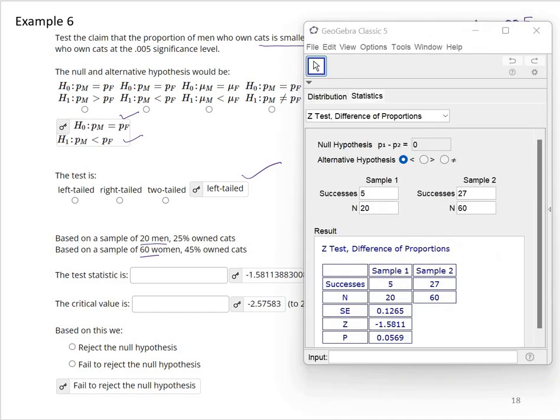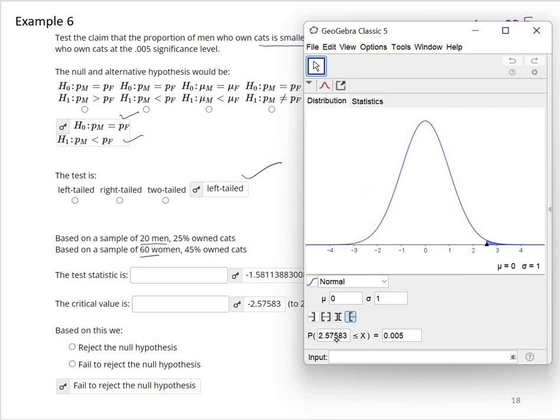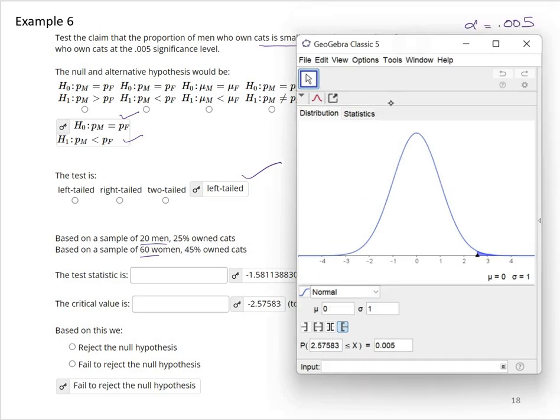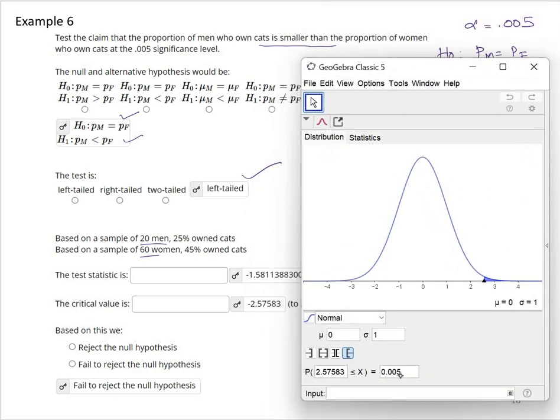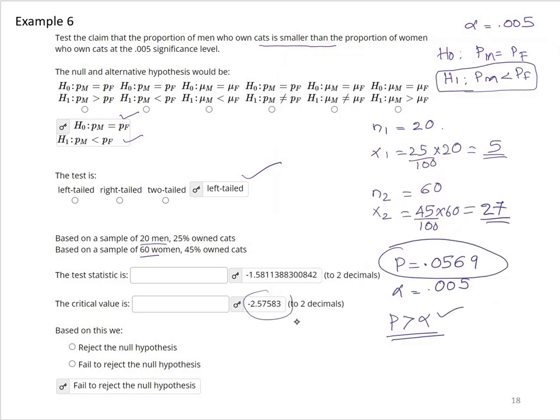Now to find the critical value, we can input the value here. We want the distribution, take this one, and the alpha value is 0.005. We input that, 0.005, and that gives 2.5783. So that is the critical value, 2.5783.